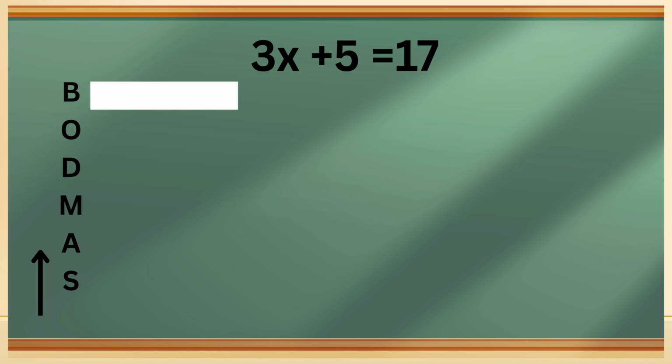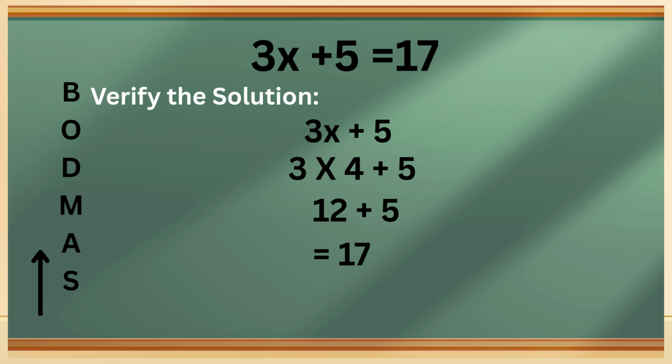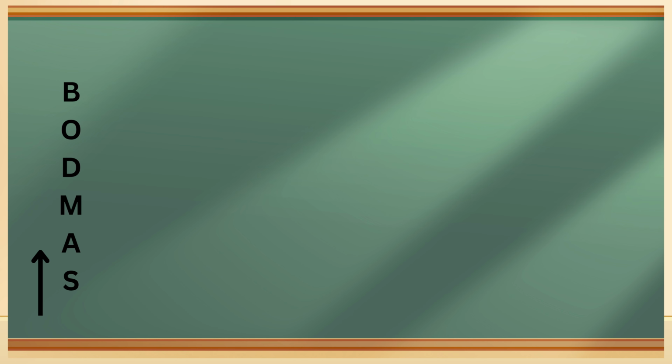Now we will verify our solution. We will replace the value of x. 3x plus 5. So 3 into 4 plus 5. 3 fours are 12, plus 5 equals 17. Left hand side and right hand side are equal. Now let us take another equation.